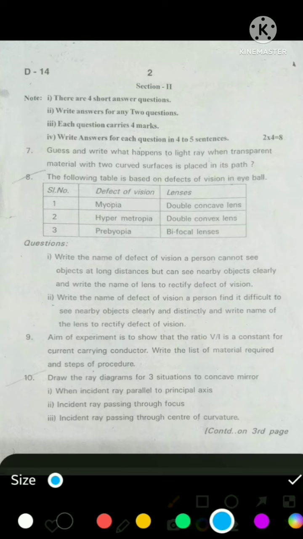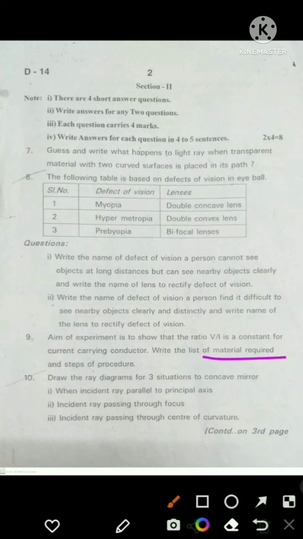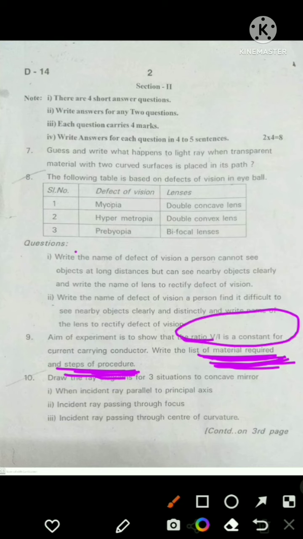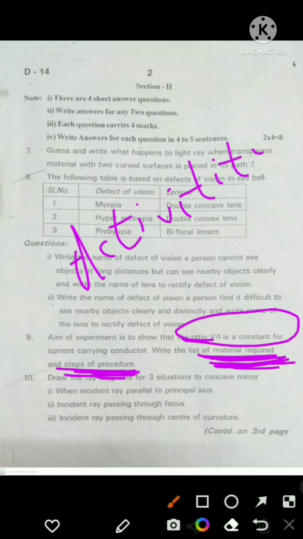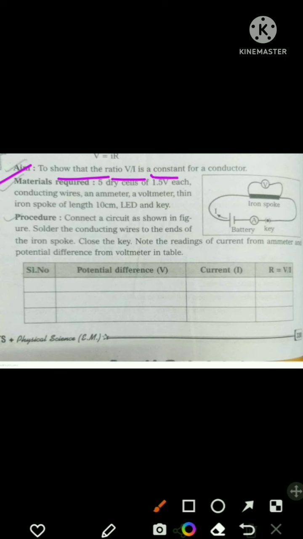Next, the 9th question: the aim of the experiment is to show that the ratio V by I is constant for a current carrying conductor. You have to write the list of materials required and steps of procedure. Two things are asked. Underline those questions, whatever is asked in the exam. If you underline, you will remember how to attempt that question. So this is also an activity from the chapter electric current. The answer is to show that the ratio V by I is constant for a conductor.